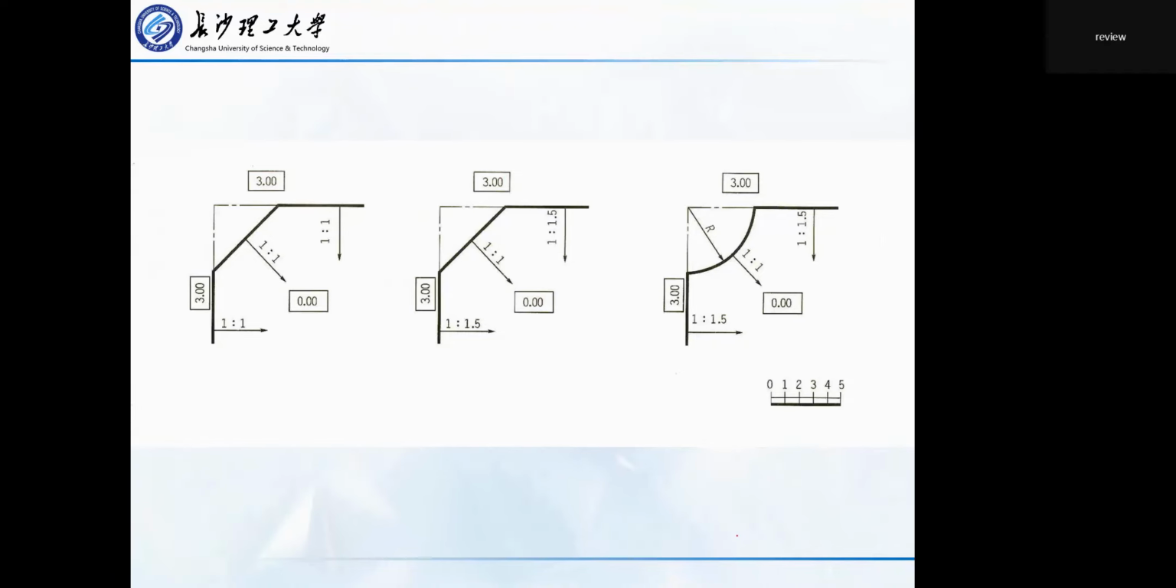Okay, the second one, I think it's very simple because there are three planes. You can see this one is a plane, this one is a plane, it's also a plane, and the difference is that the slopes are different. So I will draw it.